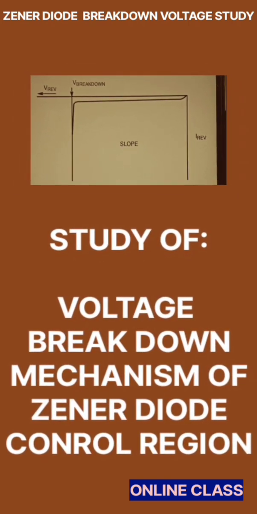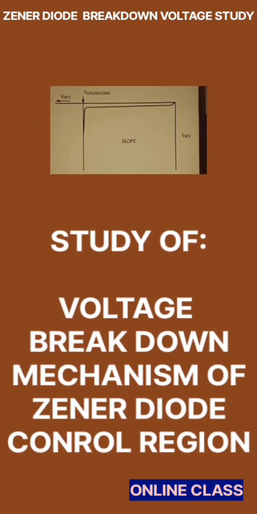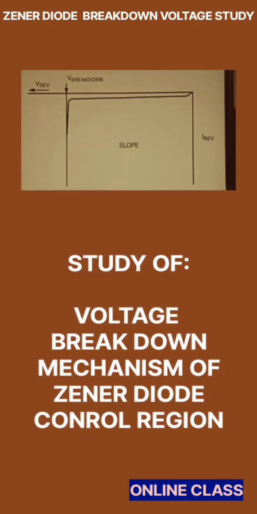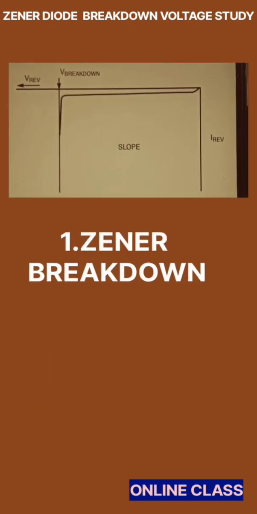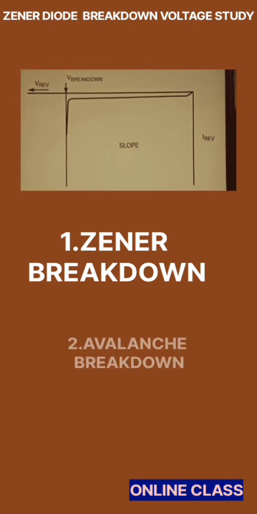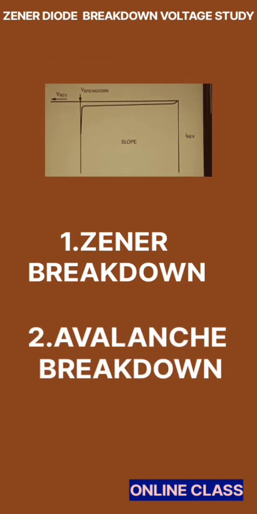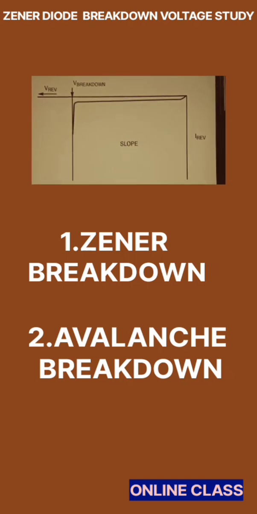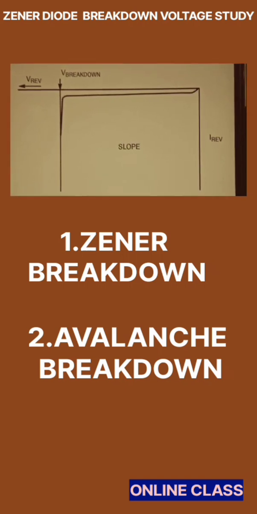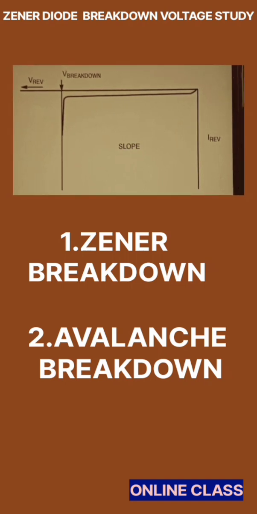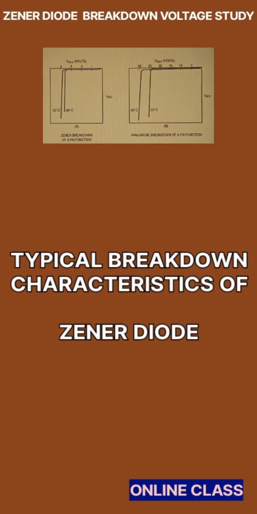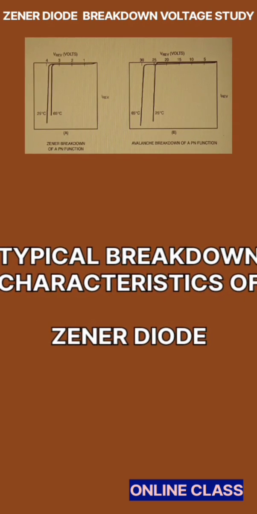While all PN junctions undergo voltage breakdown, it is essential to recognize that there are two different mechanisms for this breakdown. The first one is zener breakdown and the second one is avalanche breakdown. In zener breakdown, the breakdown voltage decreases as the temperature of the PN junction rises, whereas in avalanche breakdown, the breakdown voltage increases with an increase in temperature. This waveform displays the typical breakdown characteristics for each type.